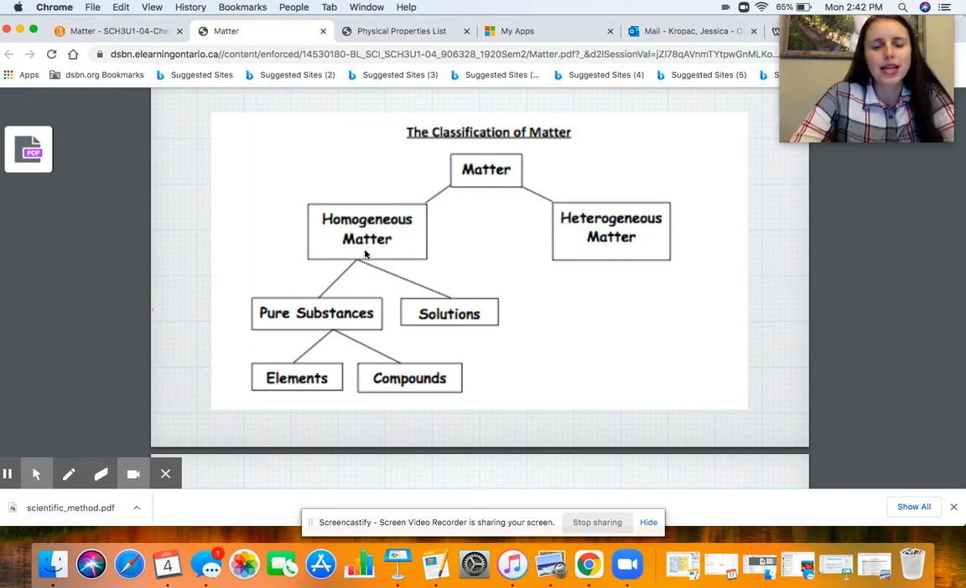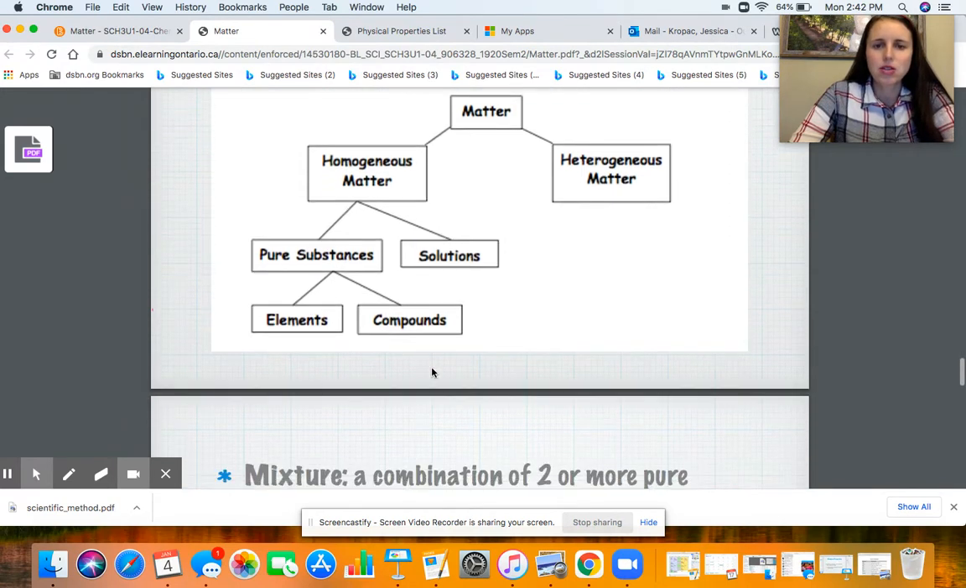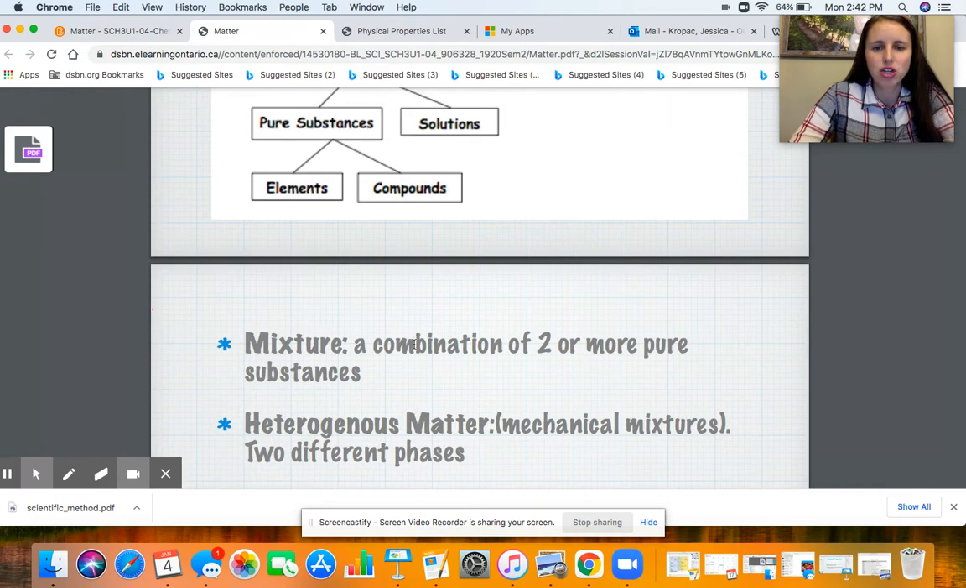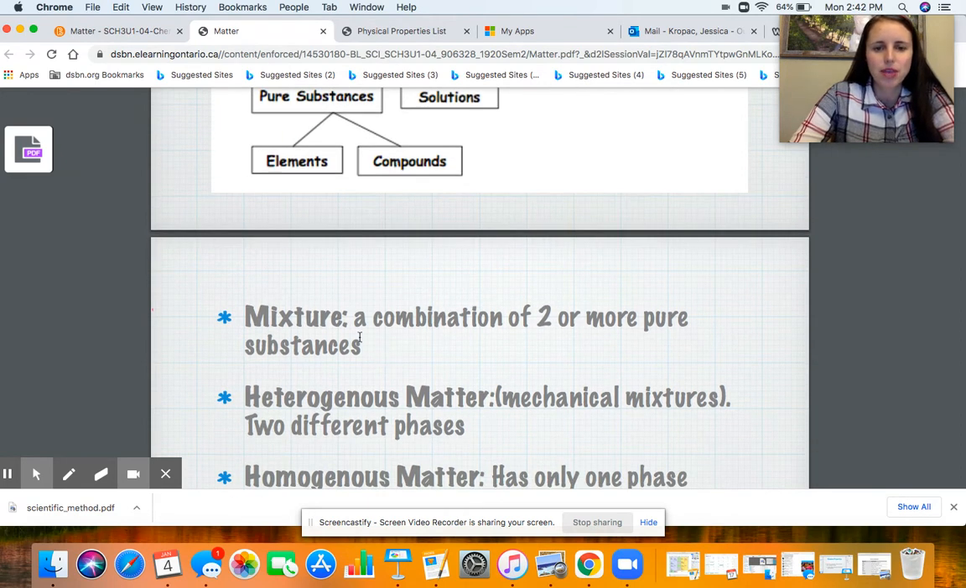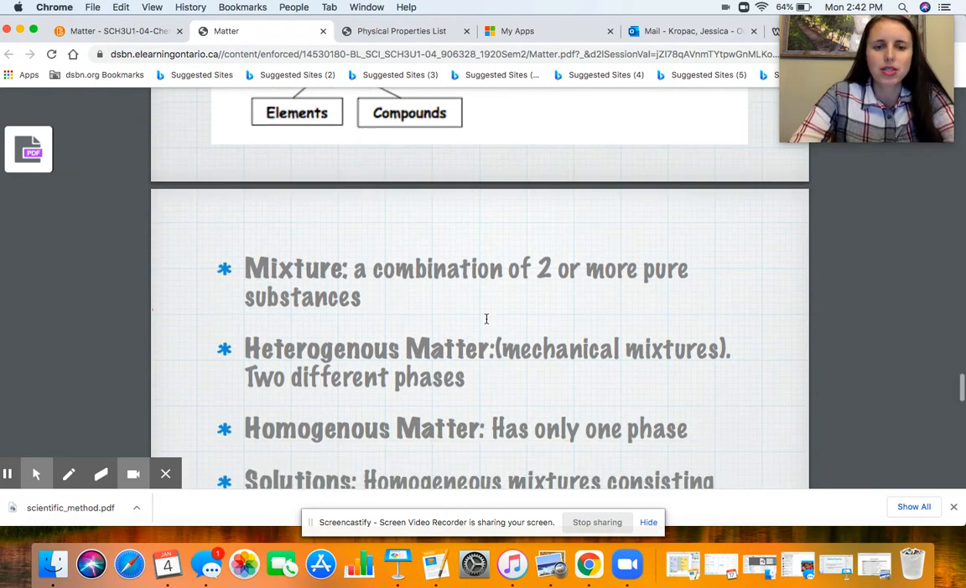Homogeneous matter, we can then separate into 2 categories, pure substances and solutions. We're going to talk about definitions of each of those. And then pure substances can be defined into elements and into compounds. So let's look at some of these definitions. Let's start with the definition of a mixture. A mixture is a combination of 2 or more substances. So if we're discussing a mixture, we're talking about 2 or more substances.